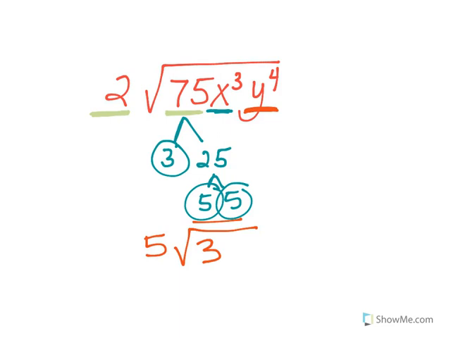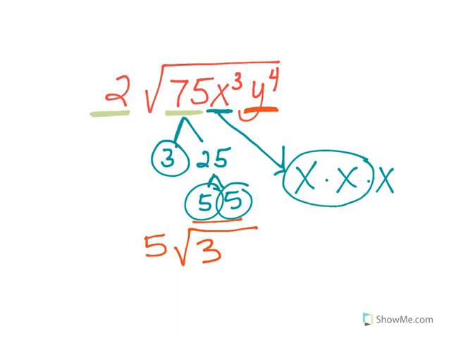Okay, now I'm looking at the x to the third power. Well, how many x's are in x to the third power? How many pairs do I have? I have 1 pair. So this pair of x's can come out. So I'm going to go ahead and write that on the outside because it can come out. But I have this 1 x left over, so it's going to stay inside.